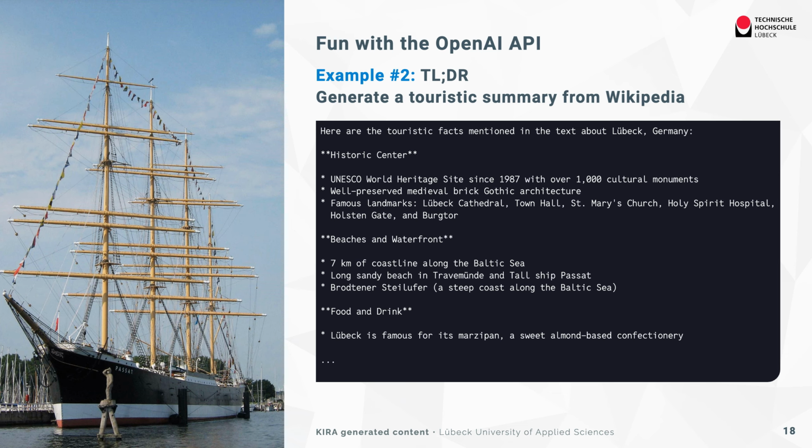The city also offers 7 kilometers of Baltic Sea coastline, with attractions like the long sandy beach in Travemünde, the tall ship Passat, and the Brodtener Steilufer steep coast. Additionally, Lübeck is renowned for its delicious marzipan, a sweet almond-based confectionery. That was astonishingly easy, don't you think?